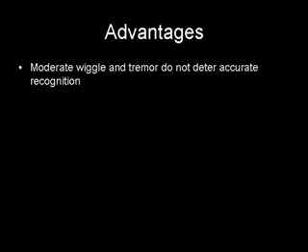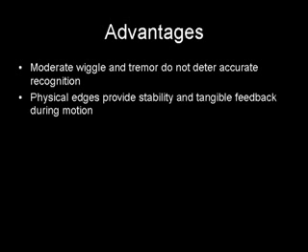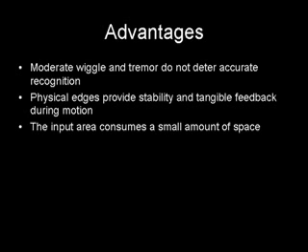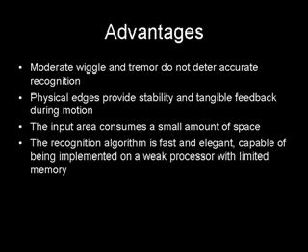The advantages of EdgeWrite include that wiggle and tremor do not deter accurate recognition, that physical edges provide stability and tangible feedback during motion, that the input area consumes a very small amount of space, making EdgeWrite suitable for handheld devices. The recognition algorithm is fast and elegant, capable of being implemented on a weak processor with limited memory.